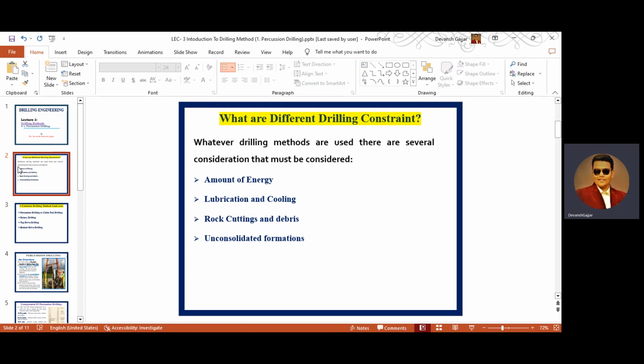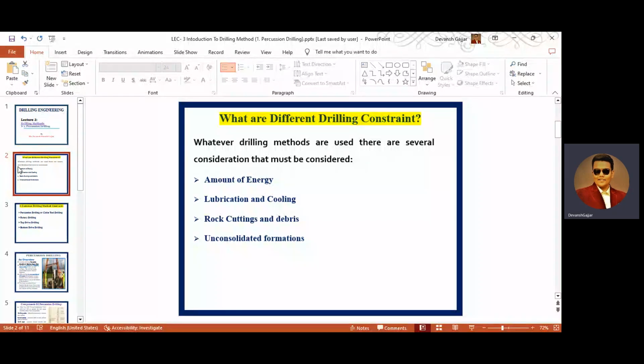If our rock is hard, the cutting tools will need lubrication and cooling. The third is that the rock cuttings and debris must be removed. As the drilling process generates cuttings of the formation, they will be circulated from the annulus to the top.